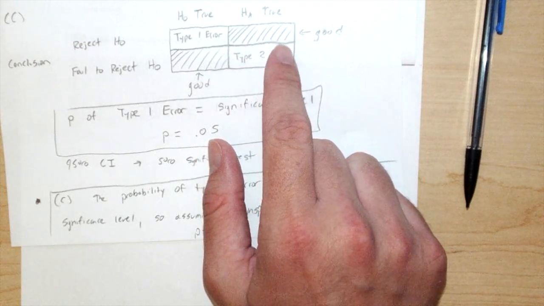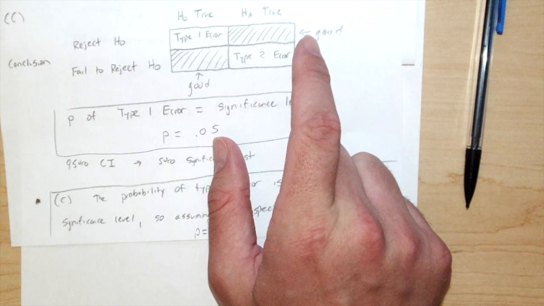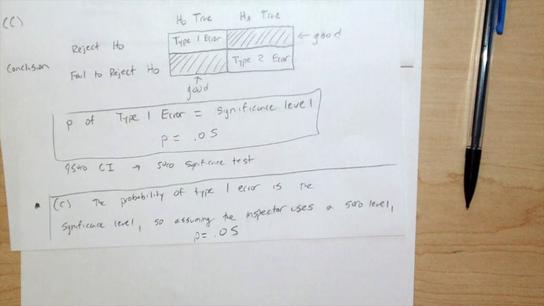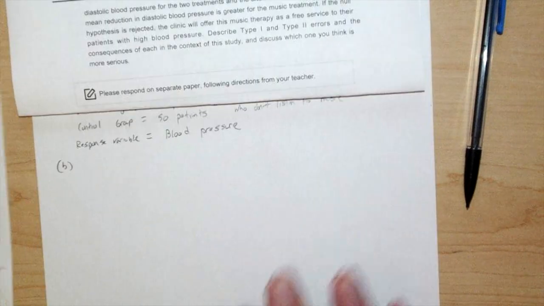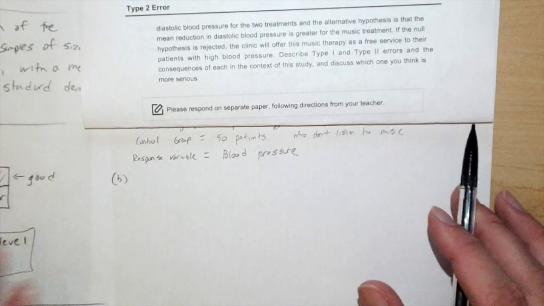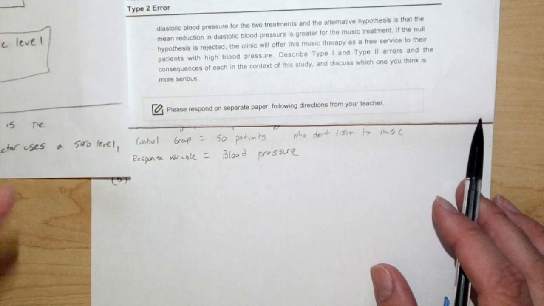Because they both mean that you messed up, right? You made a conclusion that was false. One of them means that you rejected and it was actually true, and one of them means that it was true but you rejected. And this question is nice because it's just talking about, in the context of this question, what are the two things that could happen? How could they mess up if they did this study?